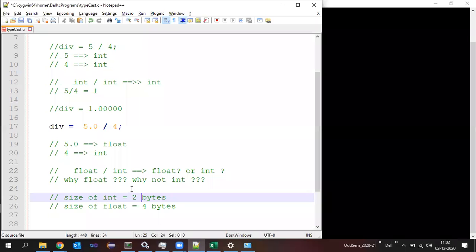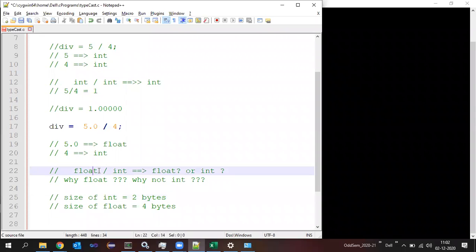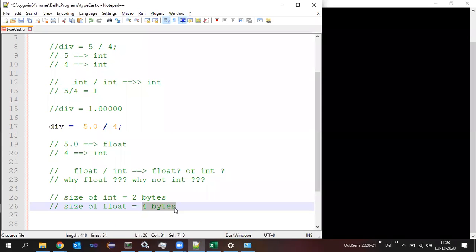Float divided by int: float means 4 bytes of value, and I'm dividing it by a 2 byte value. On the top we have a big number, and on the denominator we have a smaller number. This smaller and bigger is with respect to the number of bytes. Obviously the result I have to store in a bigger value only. When I'm performing a 4 byte value divided by a 2 byte value, there is a chance that the resultant value will be a 4 byte value only. So I have to store the result in a 4 byte value.